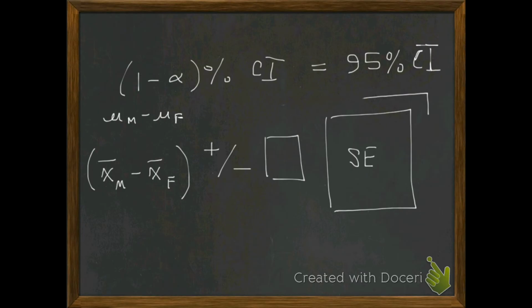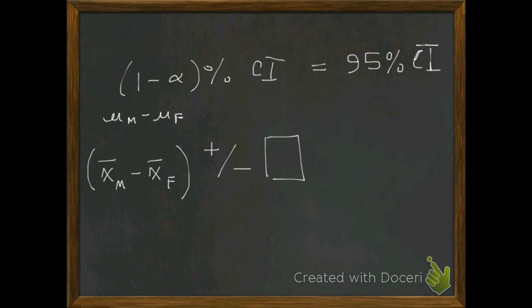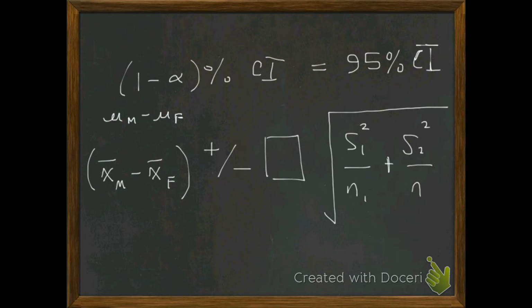Well, gang, in this problem, we have seen that the standard error is the square root of S1 squared over N1 plus S2 squared over N2.